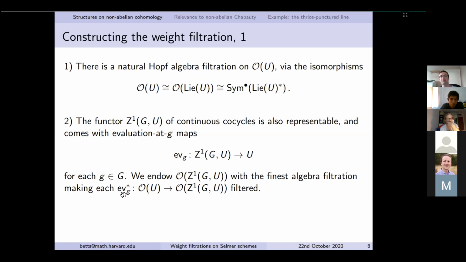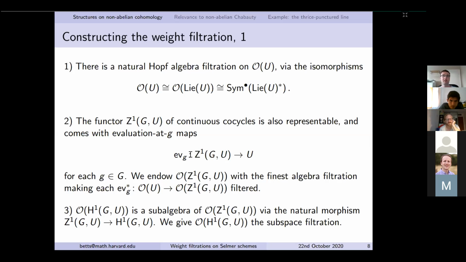And so in particular, they give maps via pullback from the affine ring of U to the affine ring of this scheme here. And all I do is take the finest algebra filtration on this affine ring which makes all of these evaluation maps compatible with filtrations. And finally, the affine ring of the cohomology variety is a subalgebra of the affine ring of the cocycle scheme, because you have a map from the cocycle scheme to the cohomology scheme taking a cocycle to its corresponding class.